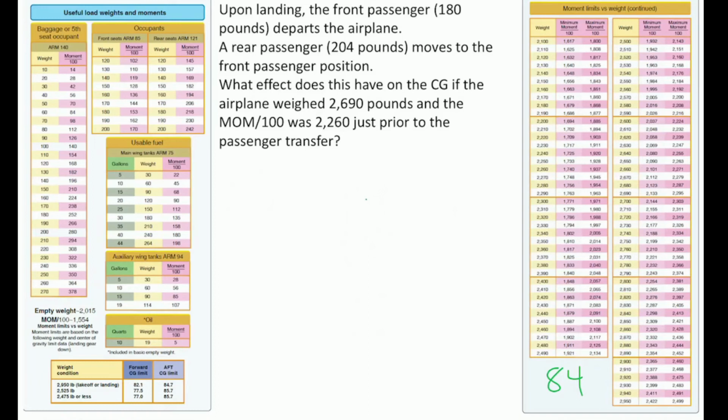All right, so when we started off with 2,690, we're going to still keep moment, arm, weight, arm, the moment.